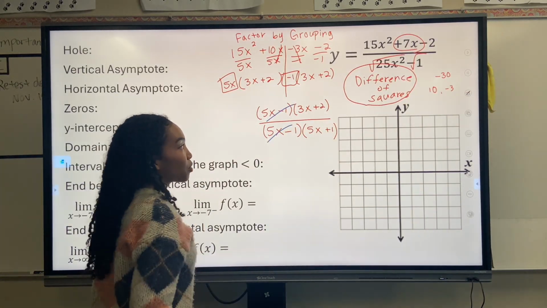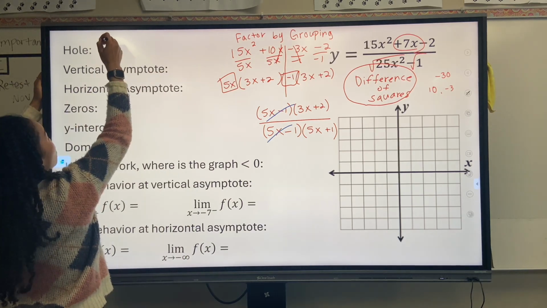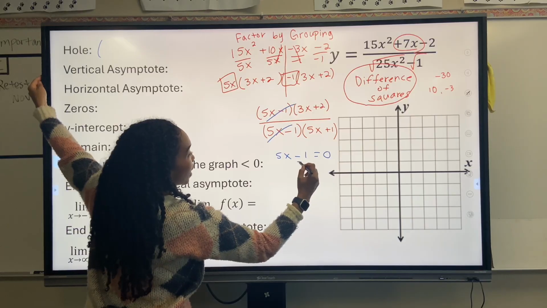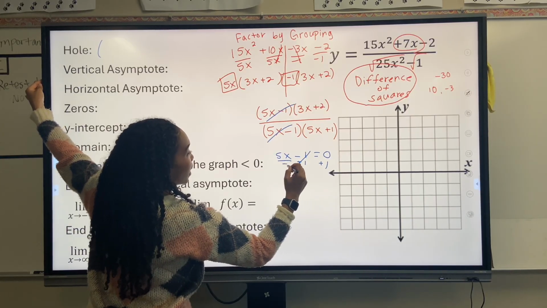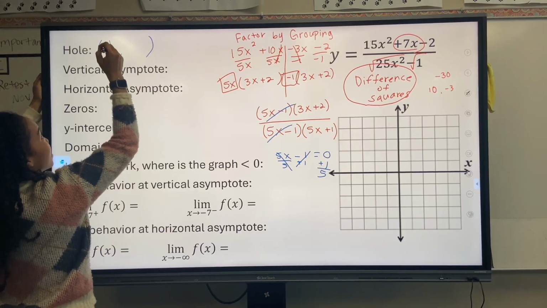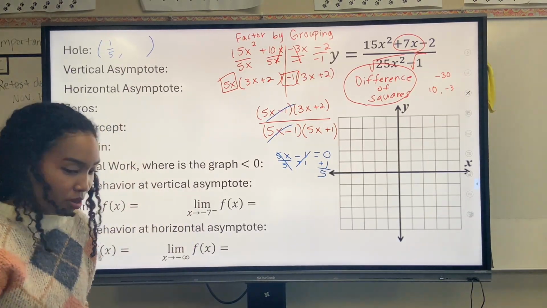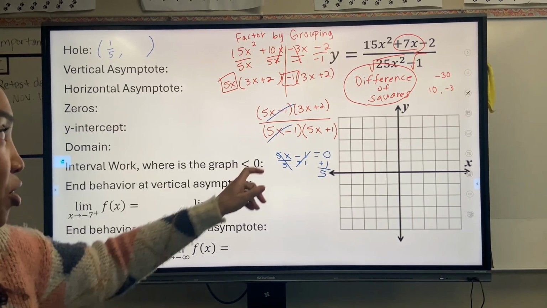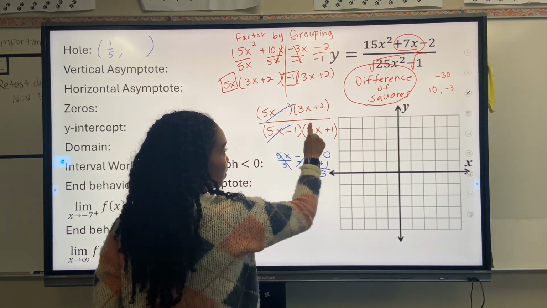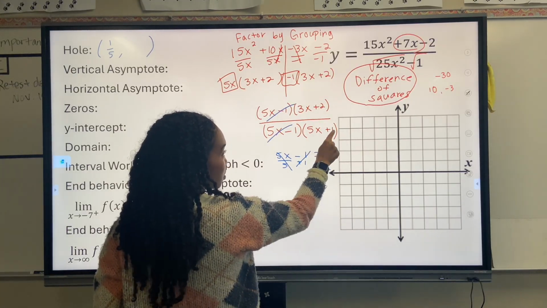Those cancel out. Remember, whatever cancels out, that is your hole. So your hole, if you set this equal to 0 and solve it, you would add 1, then divide by 5. So you get 1/5. That is the x value of your hole. To find the y value of your hole, you plug that x value in right here. So it'll be 3 times 1/5 plus 2 over 5 times 1/5 plus 1.